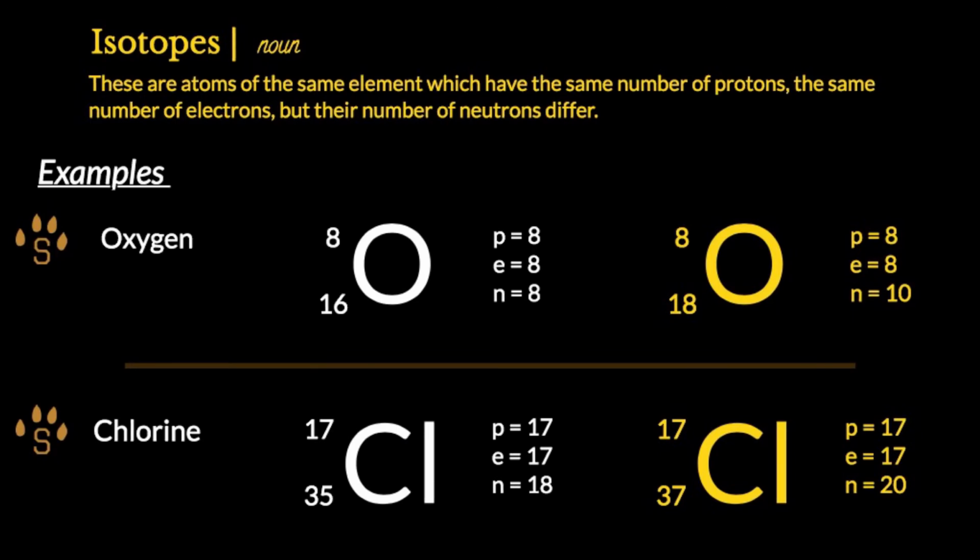And then each isotope also has 8 protons, 8 electrons, but it has 10 neutrons. Why? Because their nuclear number is actually 18. So 18 minus 8 is equal to 10.